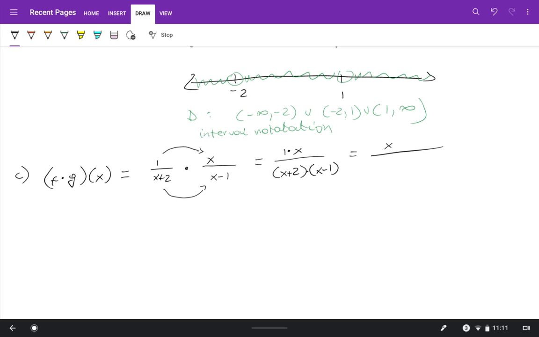Here we FOIL. So x times x will give us x squared. And I'm just checking how they left that product. You know what? They didn't FOIL, so I'm not going to FOIL either. They left this function in the textbook as x over x plus 2 times x minus 1. So this is the product.